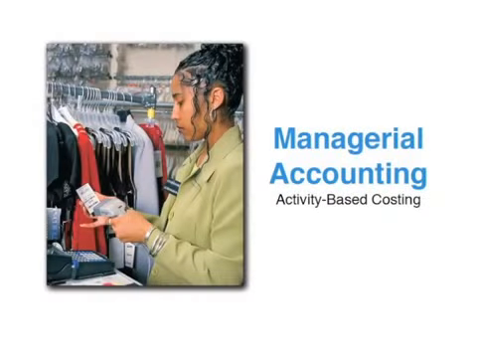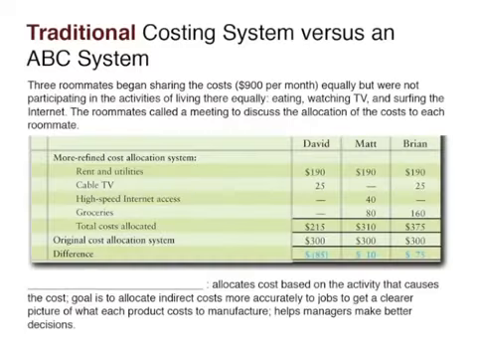Our discussion will be on the differences between simple or traditional costing and an activity-based costing system. So let's first look at a simple example here. We have three roommates, David, Matt, and Brian, and they're currently sharing all the cost of living together equally at $900 per month. But they're not all participating in the activities of living together equally, like eating, watching TV, and using the internet. So the three roommates called a meeting to discuss the allocation of these costs to each roommate.